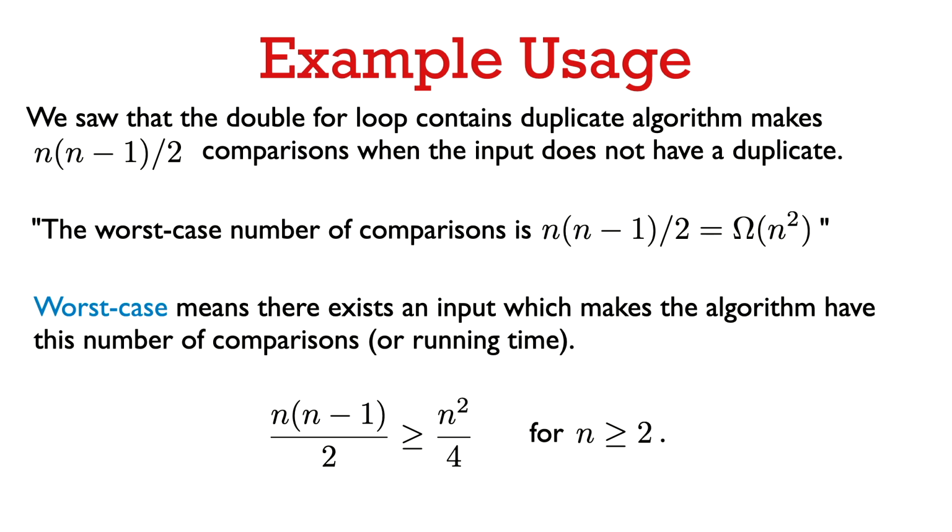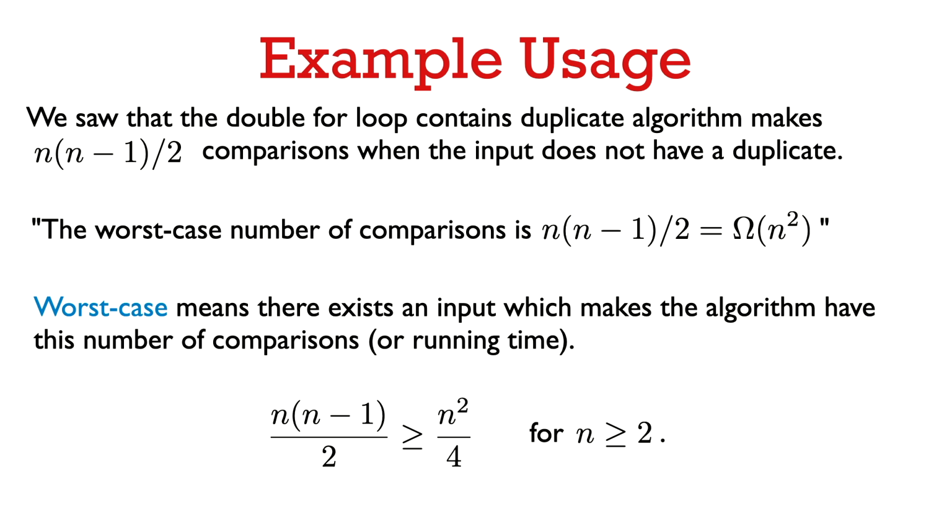We saw that when an input does not contain a duplicate, the double for loop algorithm makes n-1 times n divided by 2 many comparisons. So on some inputs, the algorithm may make a lot fewer comparisons. For example, if the first two numbers in the array are the same, we would find that duplicate right away. But there exist inputs for which we have to make n times n-1 divided by 2 many comparisons. Because of that, we say that in the worst case, the input that maximizes the complexity, we have to make n times n-1 divided by 2 comparisons.